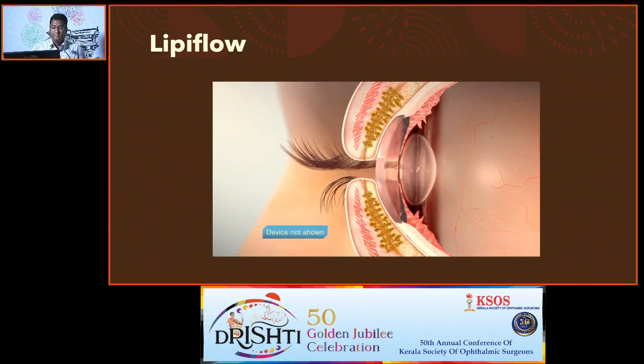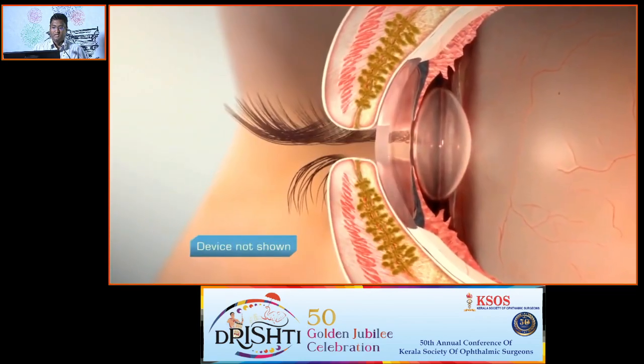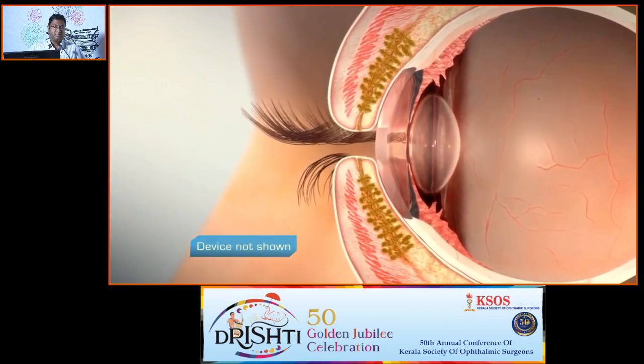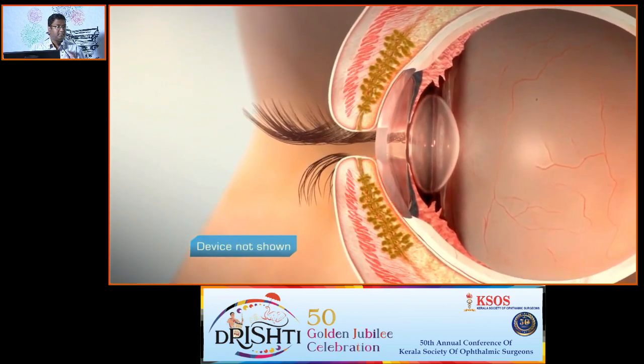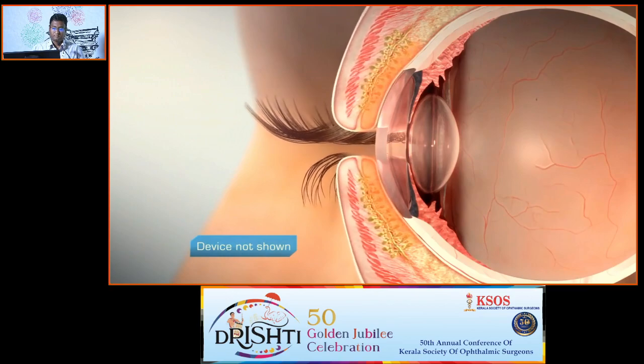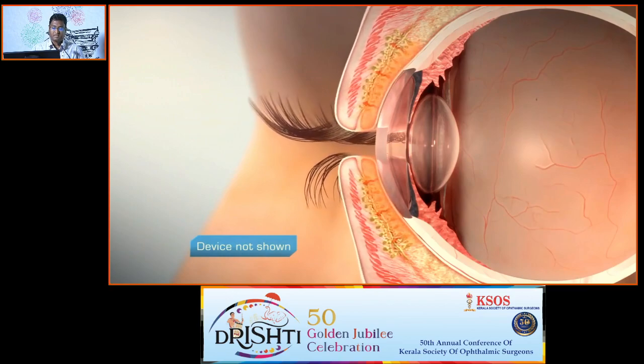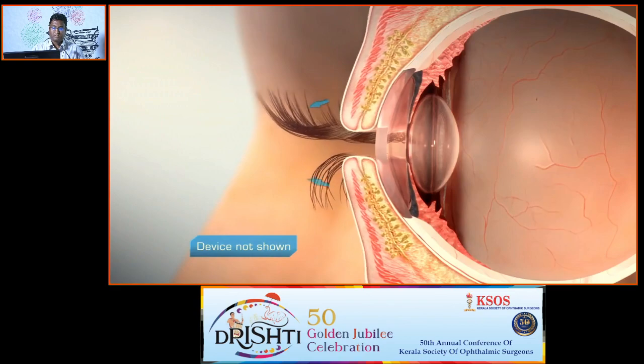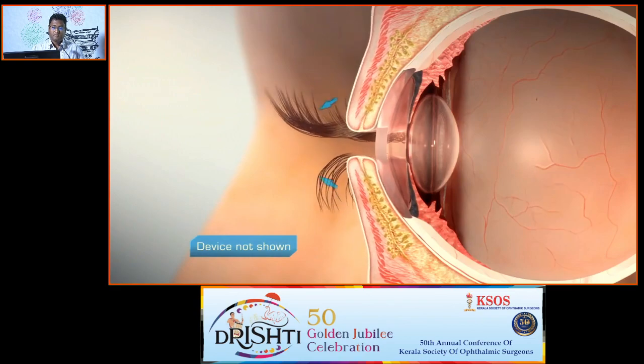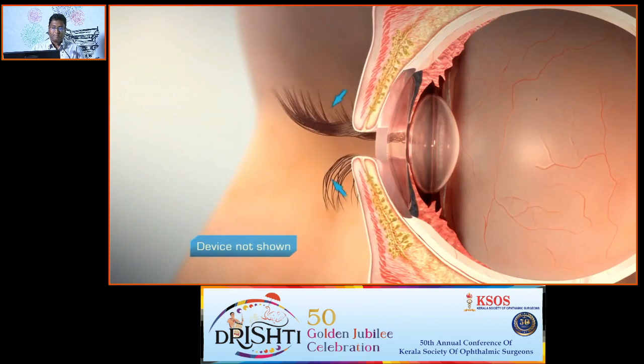So next is the LipiFlow. This is the animation of the LipiFlow. The advantage with LipiFlow is it also acts on the inner part of the lid, creating compressions and heat, and thus expressing out the stuck meibum that is inside the acini and the glands. That is the LipiFlow in action, where it creates pulse-style motions along with the heat. It's more like your warm compresses along with massage.